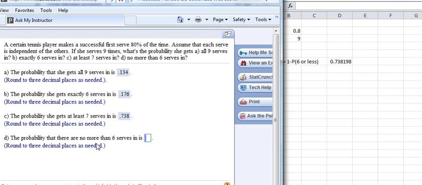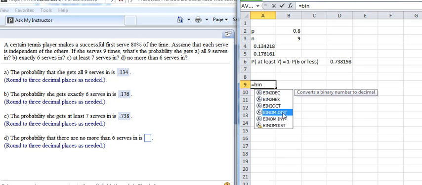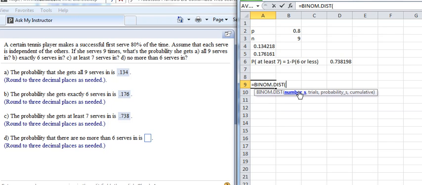Okay, the probability that there are no more than 6 serves in means no more than 6, meaning accumulation up to 6. So you can just do equals the binomial distribution, and your number of successes is 6. We have 9 trials. The probability of success is 0.8, and this is going to be a cumulative distribution because it's no more than 6. So it could be 6, 5, 4, 3, 2, 1, or none. So we'll put a 1 there for cumulative, and then that's our answer, 0.262.